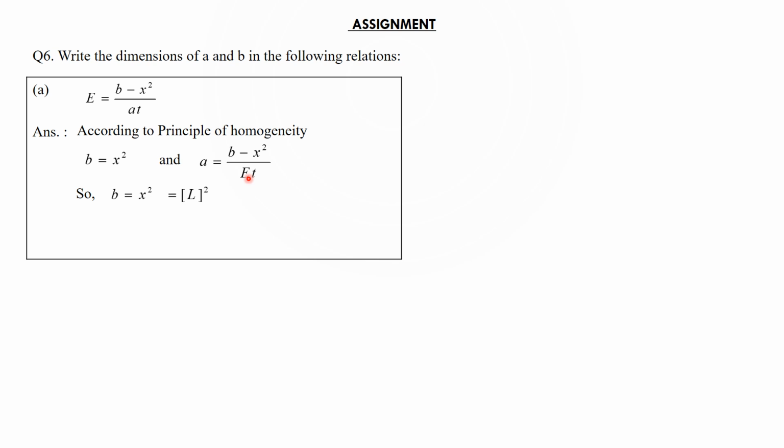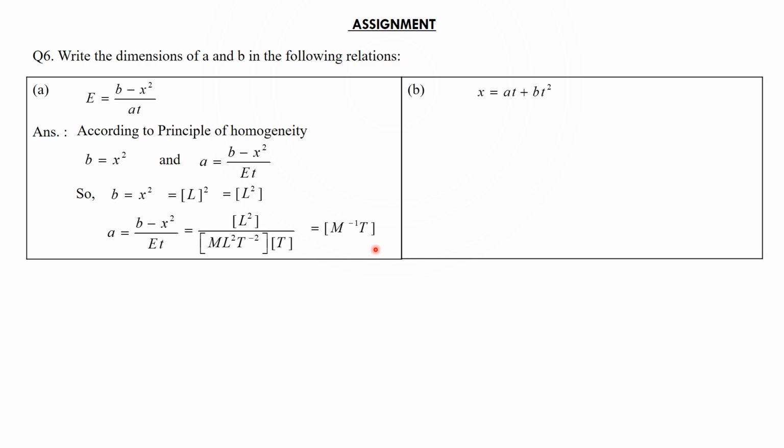Okay, so b equal to x square, which is equal to L square. a equal to, now in the numerator it is L square minus L square, which is again L square, as I have discussed earlier also. Then we put the dimensions of energy and time, and what are we getting? M minus 1 and t.